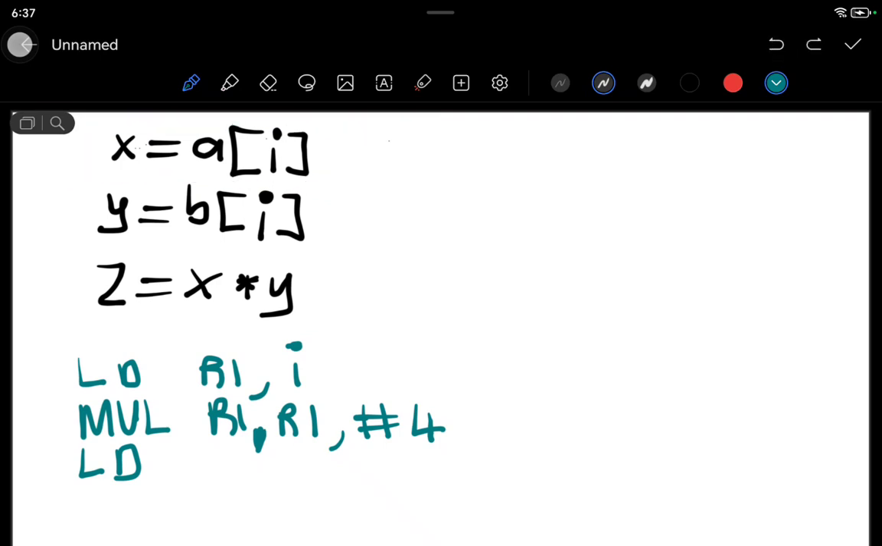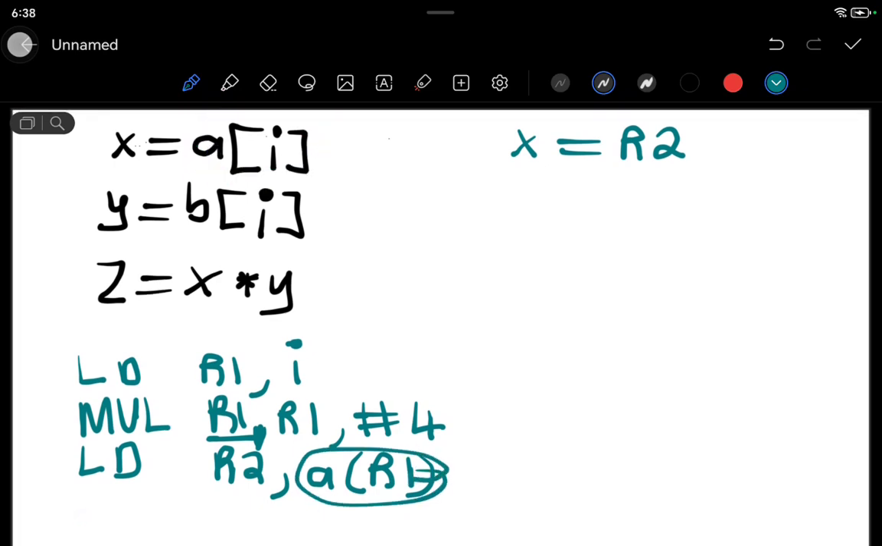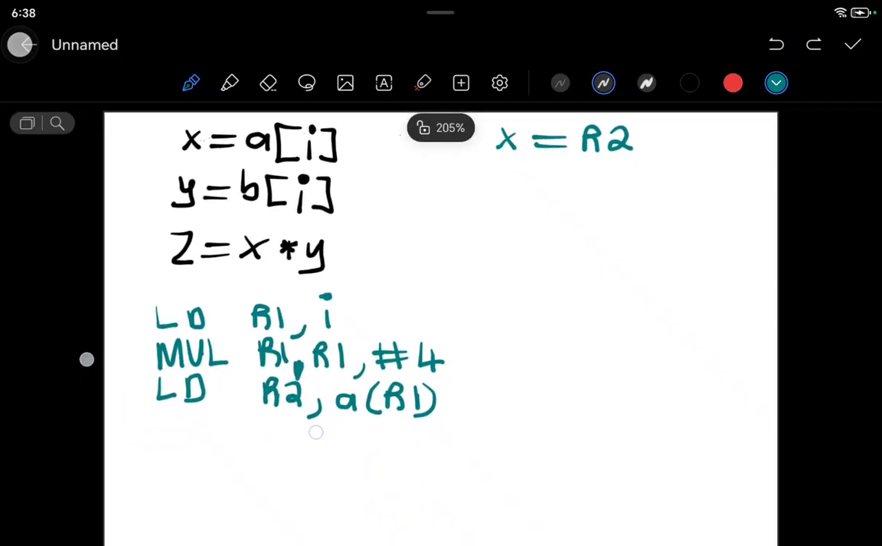So we're going to say that this will be stored into a new register. Remember, when I multiply this, it'll be stored in R1, so this R1 must be stored in R2. Now here's what we know: since this is A[1], x is this whole thing, so x will be R2. Then now let's do the one for y.